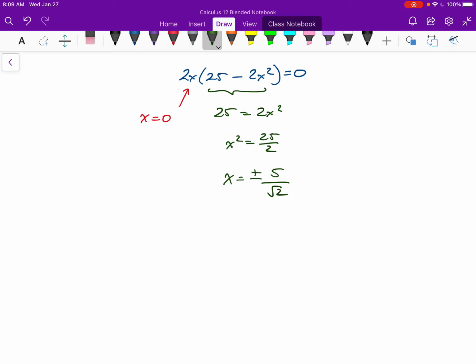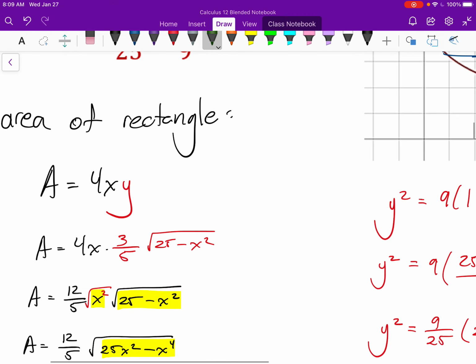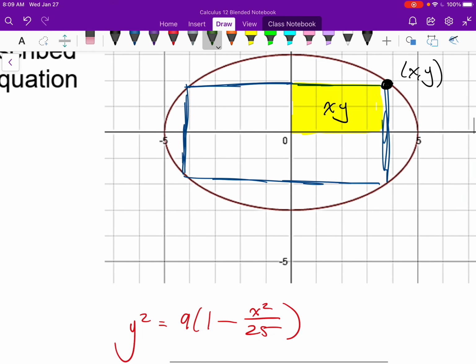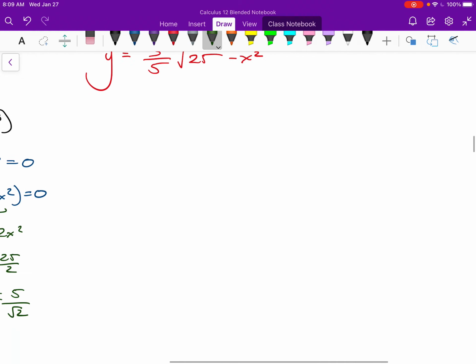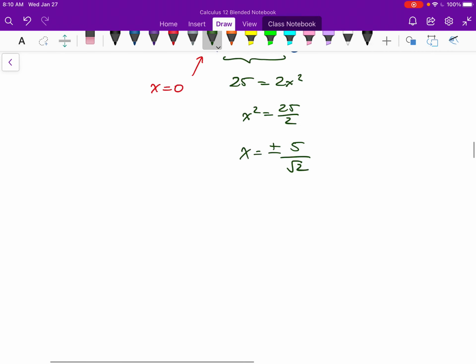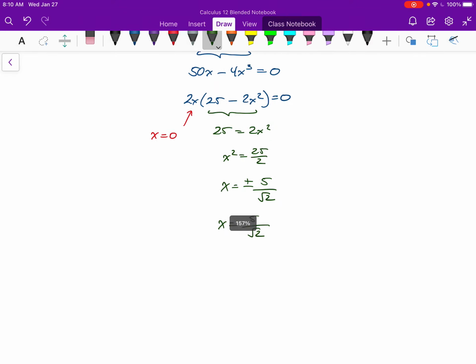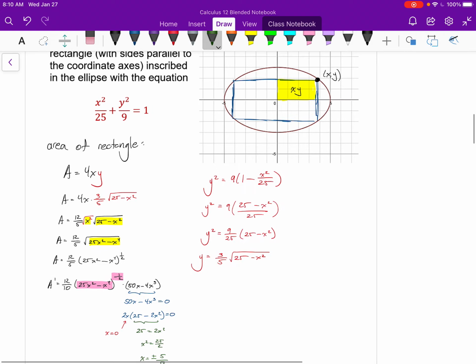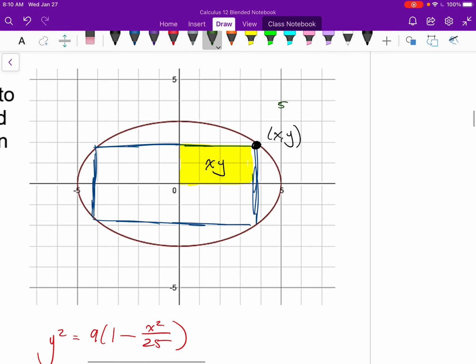But again, I've already commented that I'm focusing on just this first quadrant, and then I can just multiply everything by 4. So because I know I'm dealing with the first quadrant, I can really just not worry about that plus or minus. So I'm just going to deal with x equals 5 over root 2. So that tells me the x coordinate that I sketched out for my little visual up here. I now know the x coordinate up here for the maximum distance is 5 over root 2.